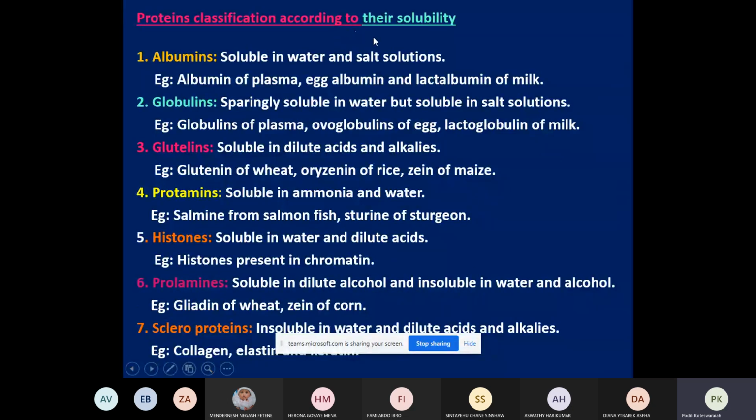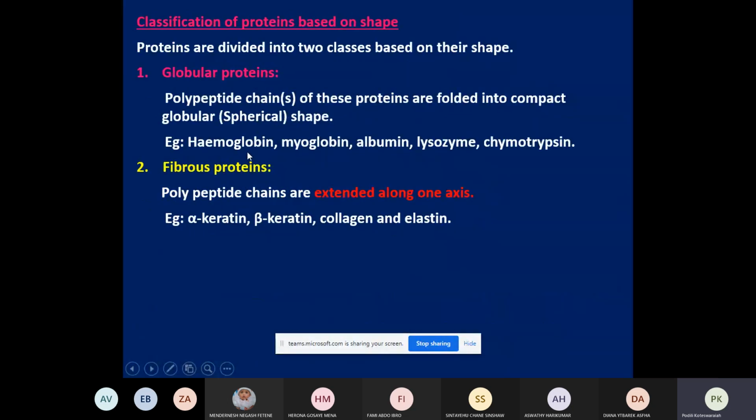And another way of classification is based on their solubility. Proteins are also classified into albumins, globulins, glutelins, protamines, histones, prolamines, and scleroproteins, and they have different solubility in different solvents and different functions. And another classification is based on their shape. So this we have already seen. We have already said even in the first module that the proteins are classified based on the shape.